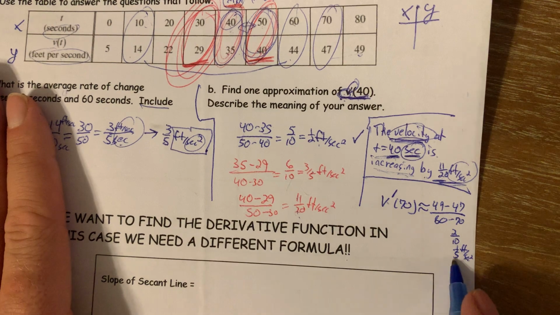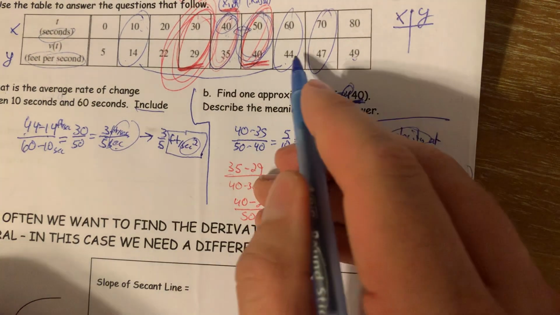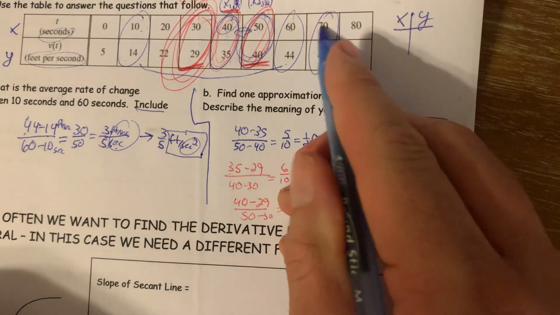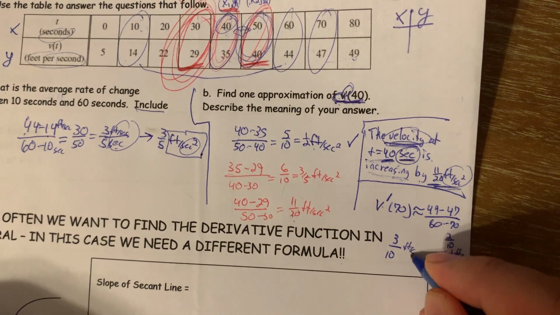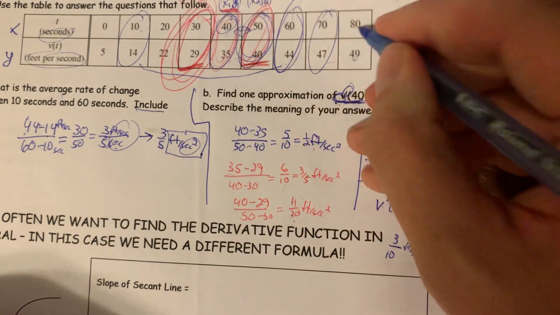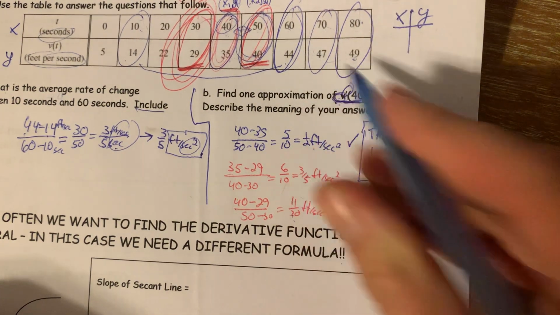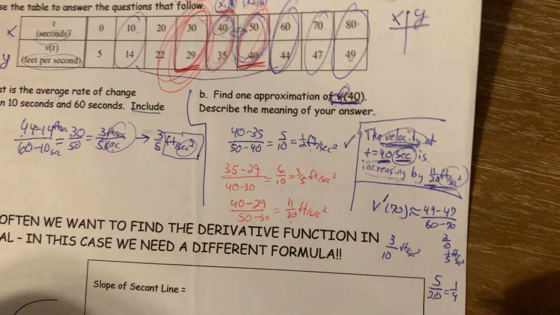Or another possible answer would be, we could use the point to the left, and if we do that, we would do y2 minus y1 over x2 minus x1, which is also 10, so 3/10 feet per second squared. Or you could use the 2 points surrounding it, 60 and 80, and do 49 minus 44, which is 5, over 80 minus 60, which is 20, which is 1/4 foot per second squared.